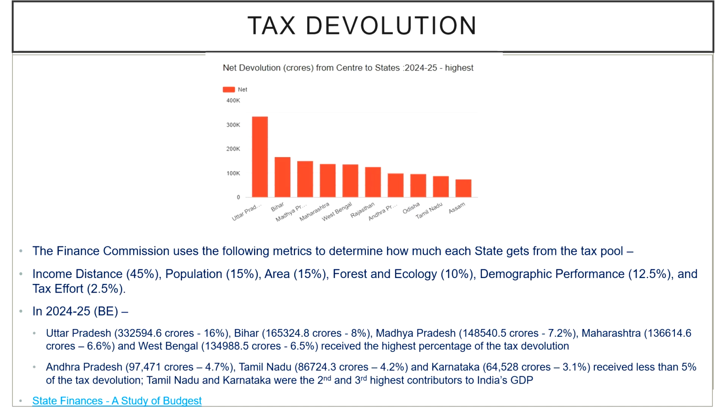Andhra Pradesh 97,471 crores, 4.7%, Tamil Nadu 86,724.3 crores, 4.2%, and Karnataka 64,528 crores, 3.1%, received less than 5% of the tax devolution. Tamil Nadu and Karnataka were the second and third highest contributors to India's GDP.